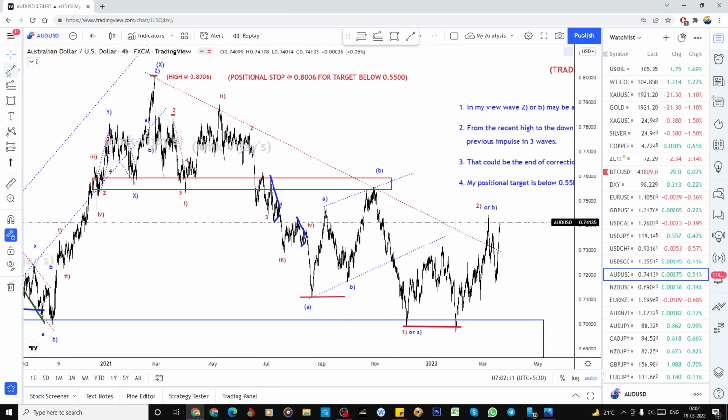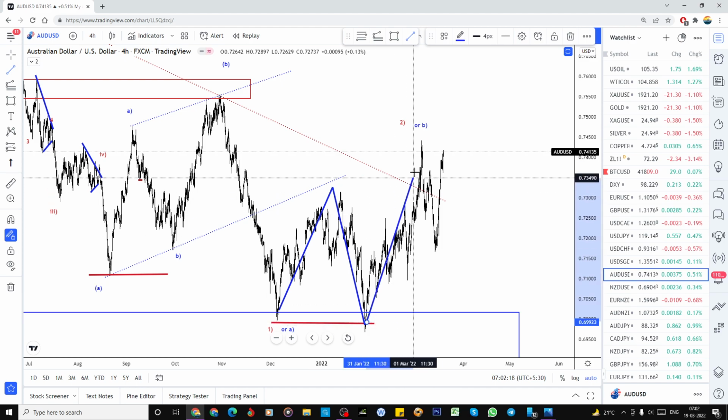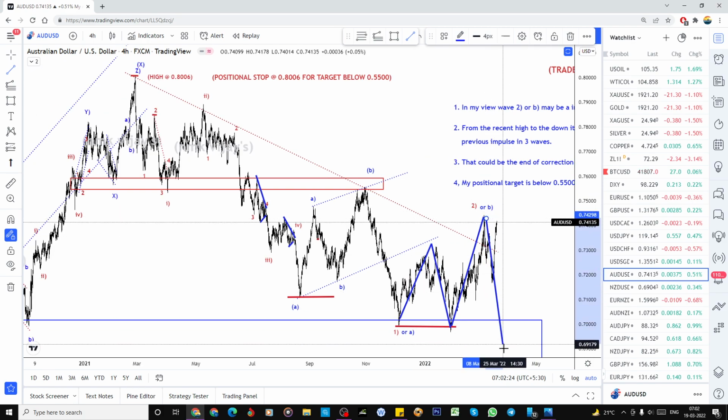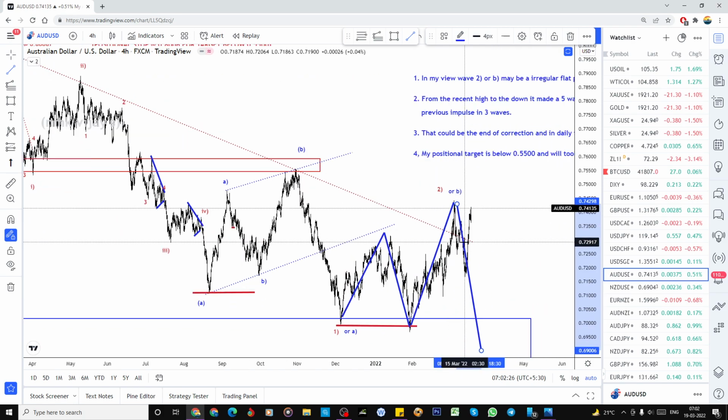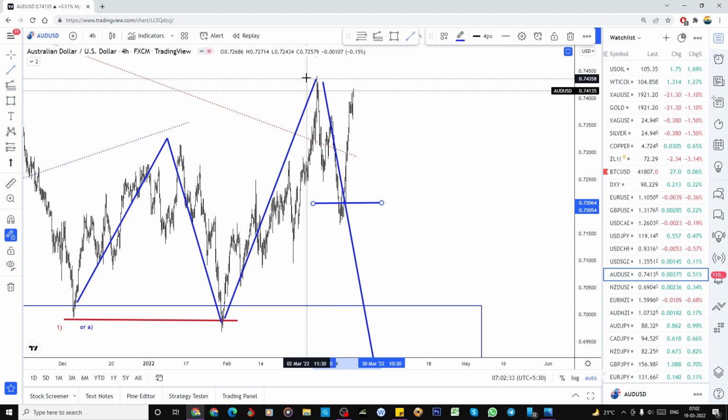So here is what I expected here. This is the irregular flat formation, whether this could be the wave 1 or A, this could be the wave 2 or B, and I'm expecting for the third wave, right? And I already booked the profit and exited here itself. Here it's a wave like this.